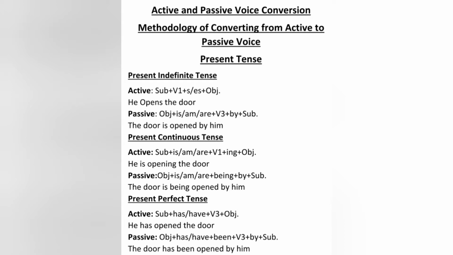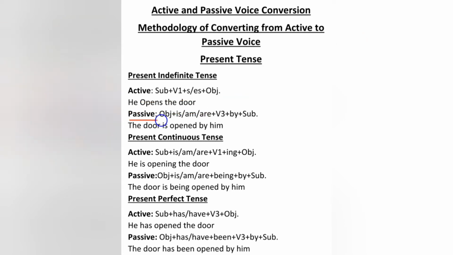The first tense we have is present tense. Present indefinite tense: for making active voice, we already know we use a subject with V1. V1 is the first form of verb, with complementary S or ES that we use with the first form of verb, followed by an object. For example, he opens the door.